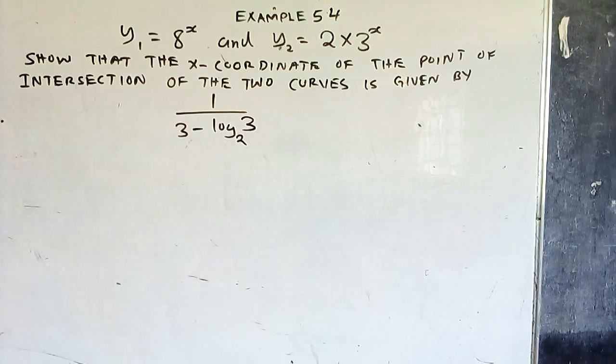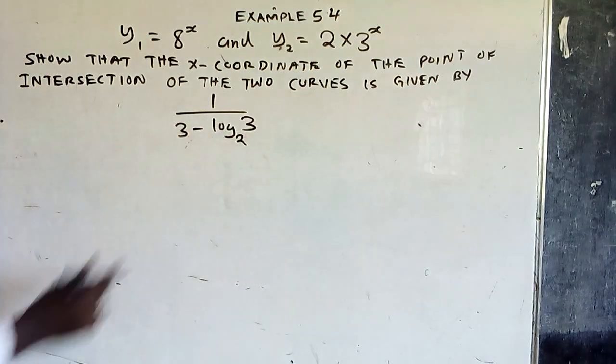Two curves C1 and C2 are defined for values of x and have respective equations y1 equals 8 to the power x and y2 equals 2 times 3 to the power x. That was 8 to the power x, of course. Show that the x coordinate of the point of intersection of the two curves is given by 1 over 3 minus log 3 to base 2.